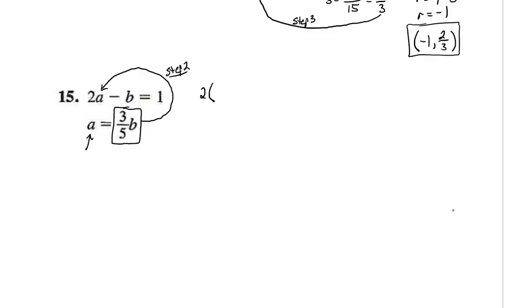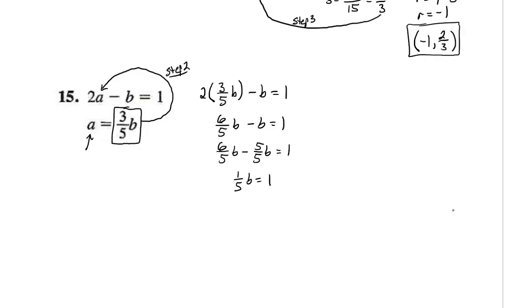2 parentheses. Now fill the letter A in with 3/5 B. And solve this. 2 times 3 is 6/5 B. Take away B is equal to 1. This is like having 6/5 B take away 5/5 B is equal to 1. Can you subtract them now that I have common denominators? This is 1/5 B is equal to 1. Multiply both sides by 5, and you get B is equal to 5.